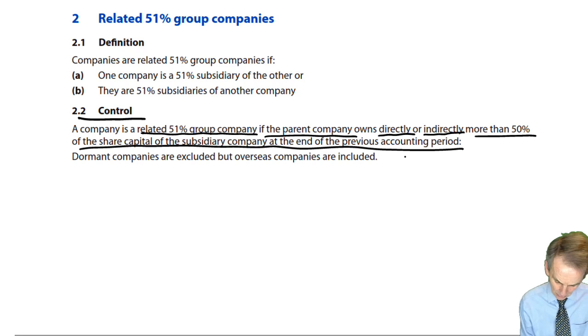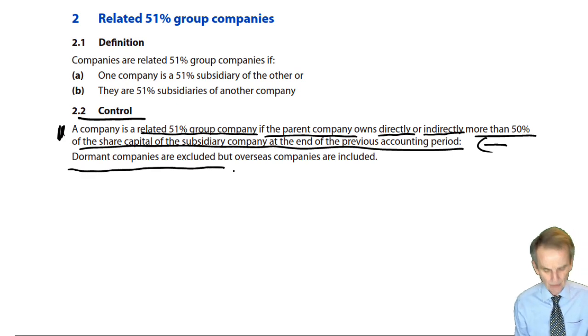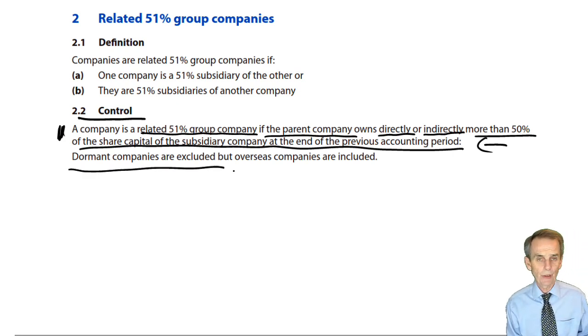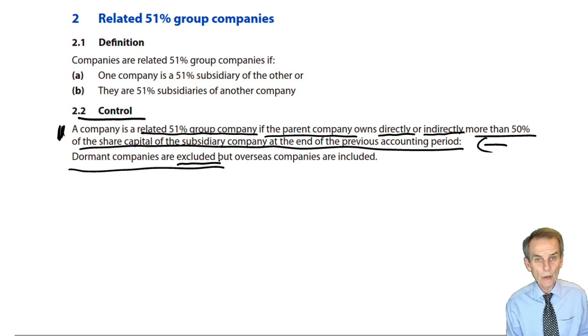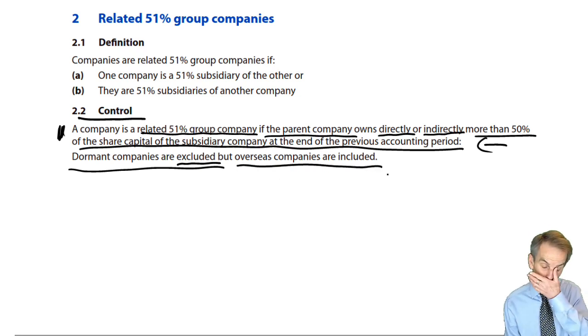The other issues that we've got here, that's tested out that particular section there, but dormant companies are excluded. So if you'd been told that any one of those companies, those subsidiary companies to AV, had been a dormant company throughout this accounting period, then it would be excluded. We would not be adding it in terms of the number of related 51% group companies.